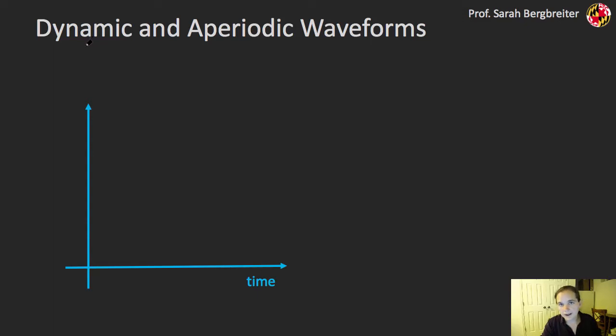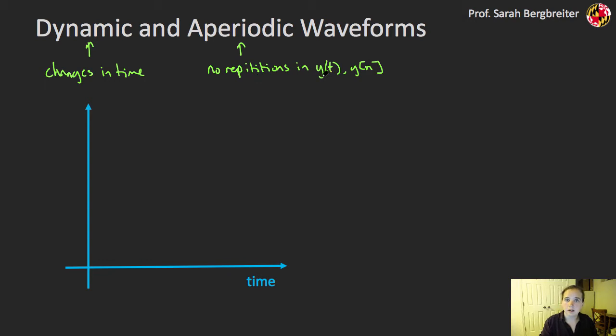In addition to static waveforms, we also have dynamic waveforms, implying that the signal changes in time. And also, we can have dynamic and aperiodic or dynamic and periodic waveforms. So aperiodic is going to imply no repetitions in y of t if it's an analog signal, or y of n if it's a discrete or digital signal.